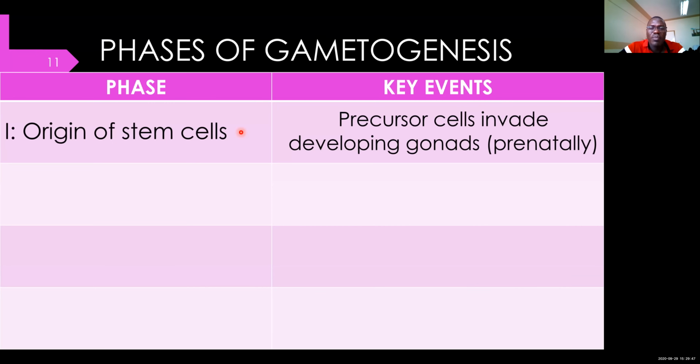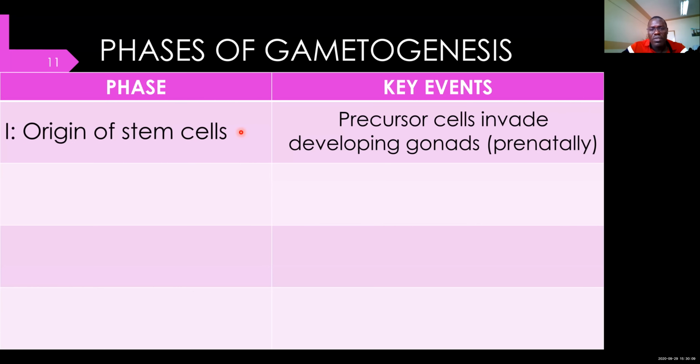If you are female, the same scenario. Those cells which are now called oocytes migrated from some regions, I'm going to tell you where, and then invaded your developing ovary way before you were born. Then now they're inside the ovary, they're inside the testis.